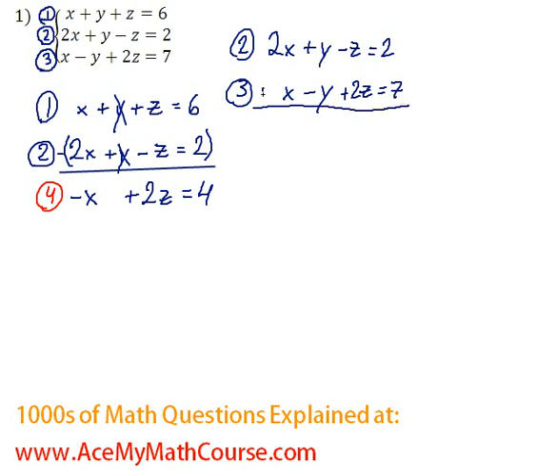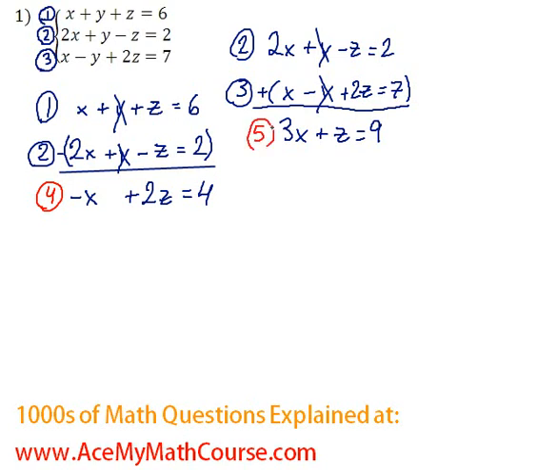I can just add these equations, because y plus negative y is 0. That's great. So 2x plus x is 3x. Negative z plus 2z is just z. And 2 plus 7 is 9. Great. Now I get equation number 5.